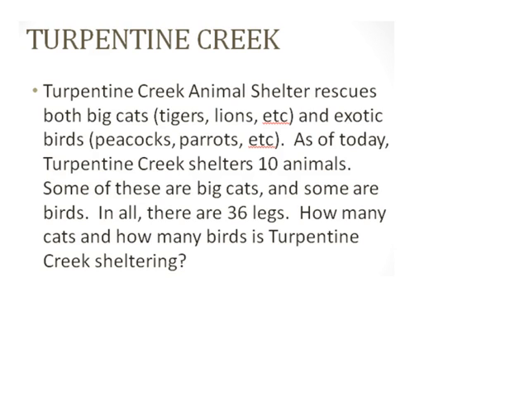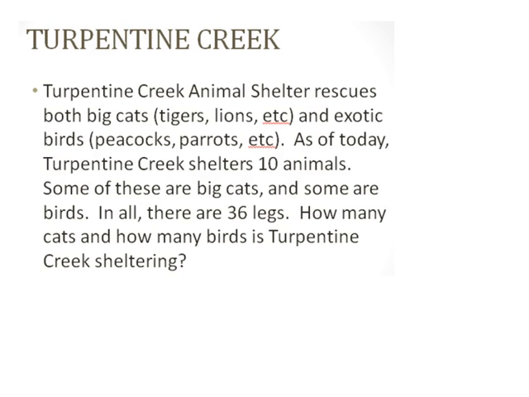Take a moment and read this problem. For those of you who can't see the screen, here's what it says. The Turpentine Creek Animal Shelter rescues both big cats, such as tigers, lions, and more, and exotic birds, for example, peacocks, parrots, other things like that. As of today, the Turpentine Creek shelters 10 different animals. Some of these are big cats, and some of these are birds. In all, there are 36 legs. How many cats and how many birds is Turpentine Creek sheltering?